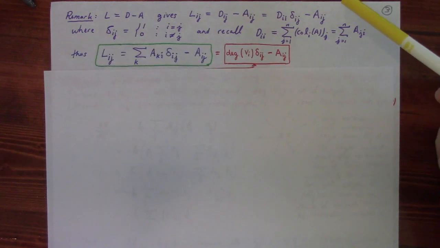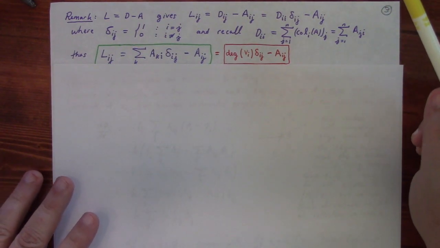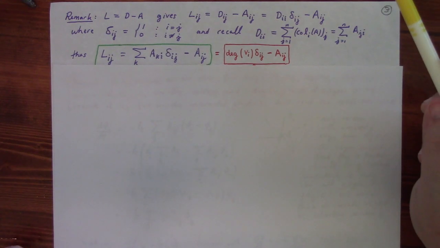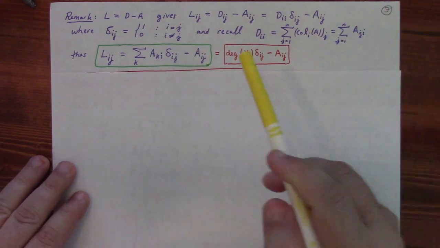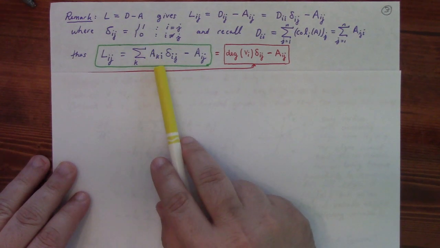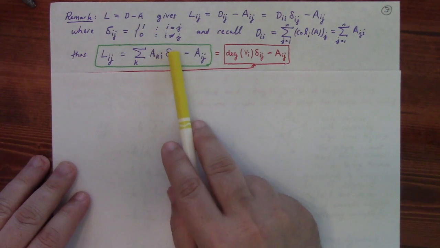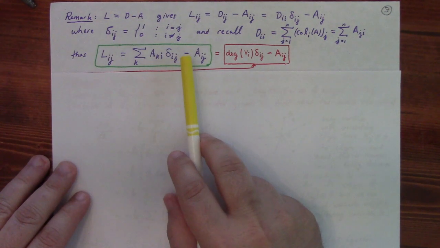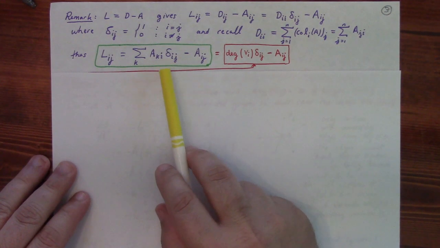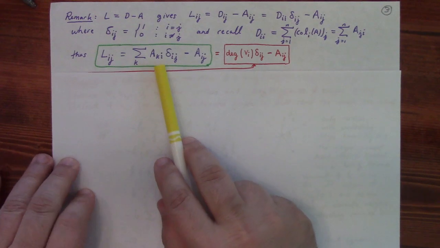That means there's another formula we could write for the graph Laplacian: the ijth entry of the graph Laplacian as a matrix is given by the sum over k of a_ki delta_ij minus a_ij. That is just a sneaky way to write the graph Laplacian in terms of the components of the adjacency matrix.